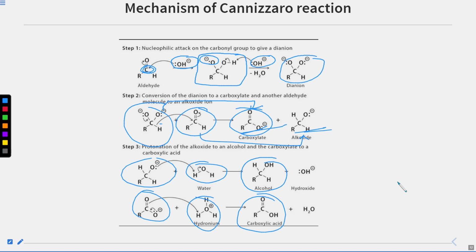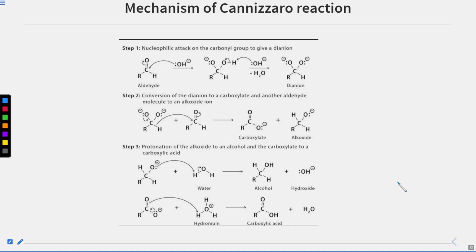Now, if you look at the mechanism here, it is basically a sum of three things. First of all, the nucleophilic attack by OH minus, then the attack of the hydride on another molecule, which is basically due to the formation of a dianion. So it would result in carboxylate and alkoxide. Clear? Now next, the two anions will be protonated with the help of water. So this was for today's class.